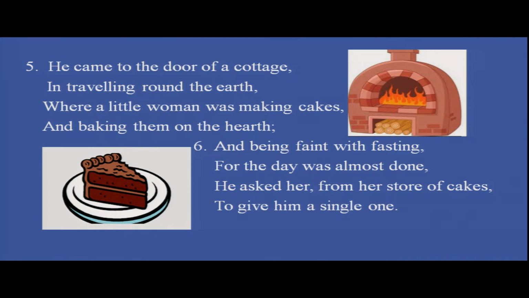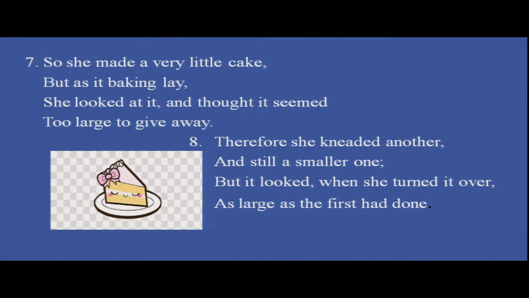And being faint with fasting, he had not taken any food, and it had been so long for him to be without food and keep moving, so he was badly in need of food. The day was almost over, and it was time. He was feeling so hungry that he immediately wanted something to eat. He asked her, her here means the old woman, that little woman, from her store of cakes to give him a little, single one. What did he ask her to give? He asked her to give a small single piece of cake that she had baked. What was the reply of that woman? So she made a very little cake.